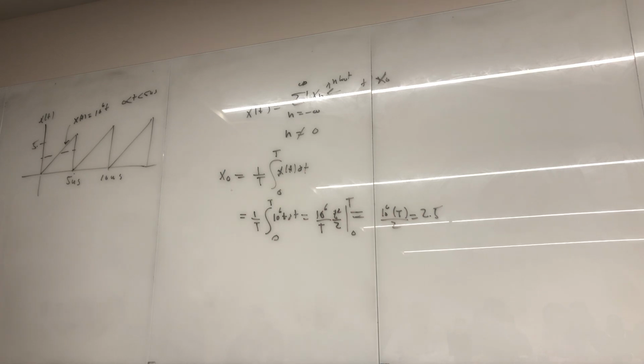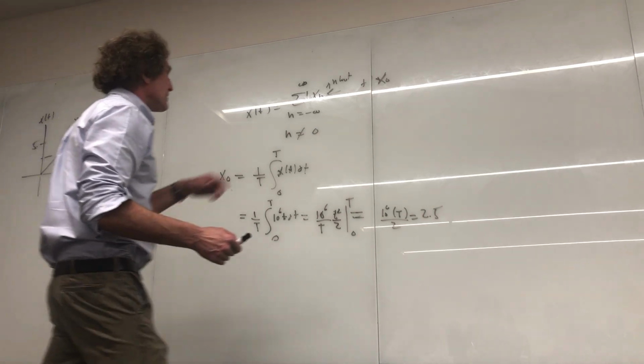Does everybody follow me on that? x0 is just the average value of the function. Now, you can just eyeball that. You don't have to show the integration. Everybody got that much? All right, next part is, how do we get the value of these x of n's?